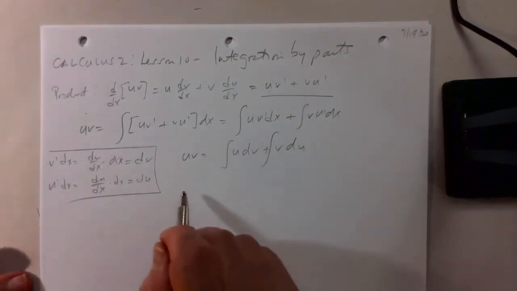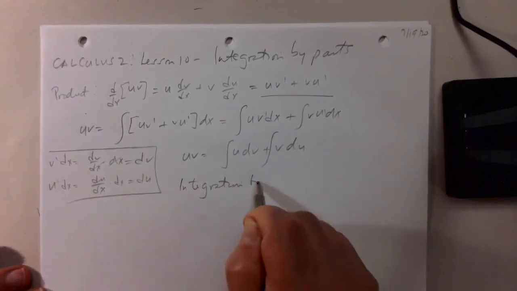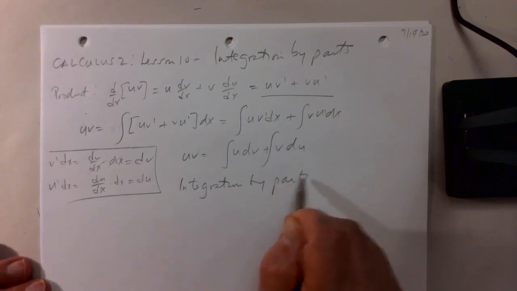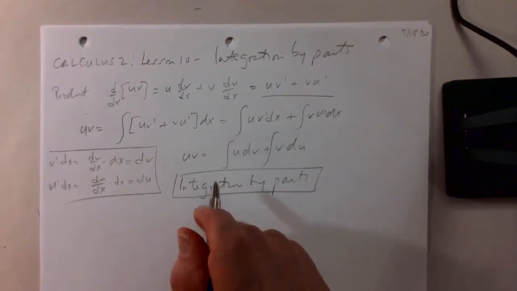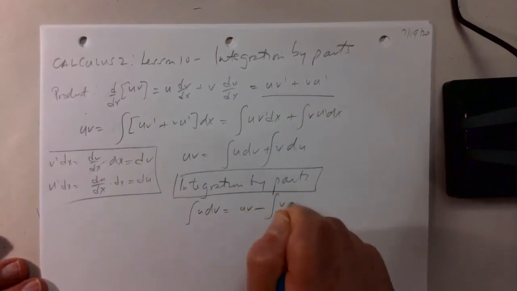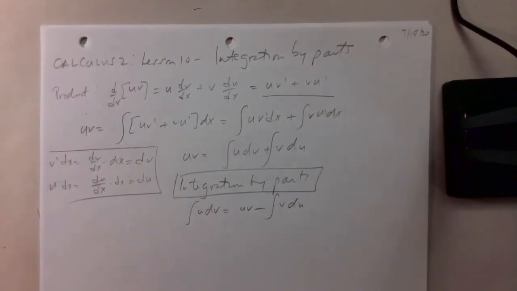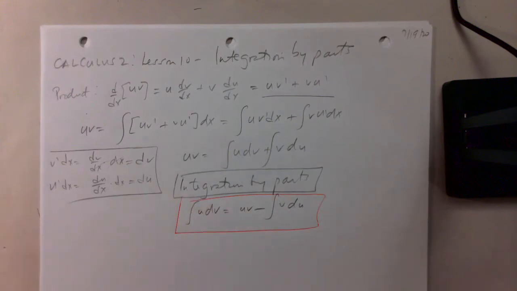And if we rearrange this, we get the formula for integration by parts. It says the integral of u dv is uv minus the integral of v du. So this is a beautiful formula that has many, many applications. Let me do a couple. And I'll start doing examples that are in the text.